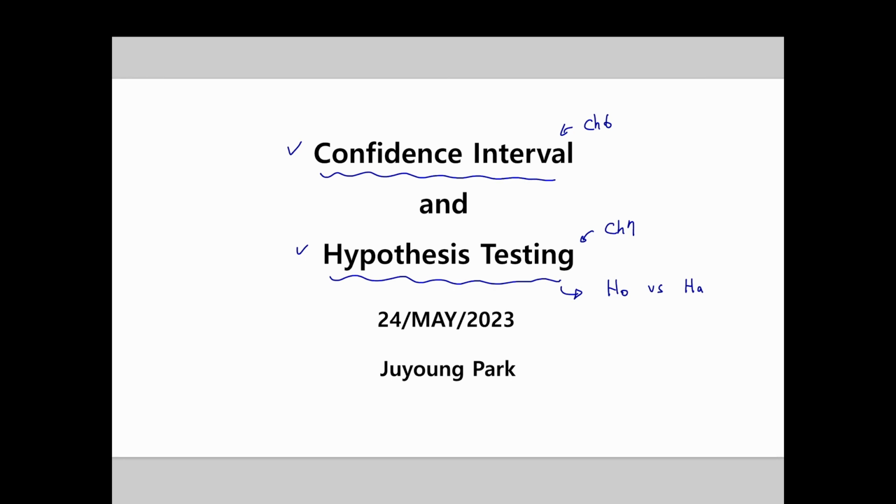And determine the rejection or not rejection of H0 by calculating the p-value using the test statistic. In this lecture I will introduce how to interpret this using the confidence interval.